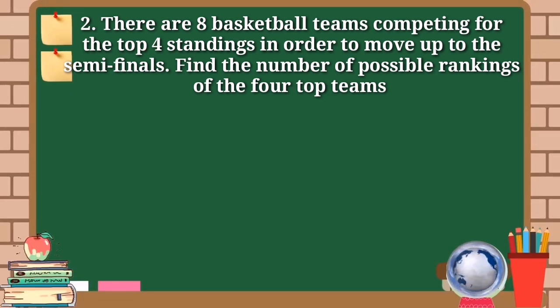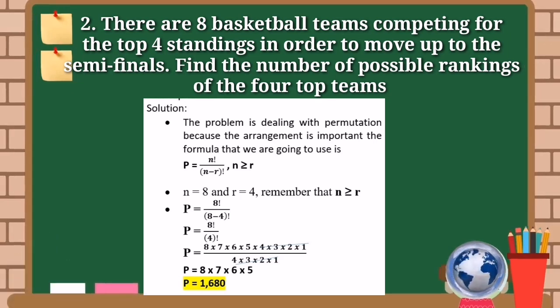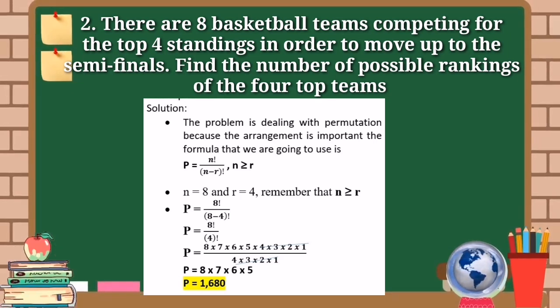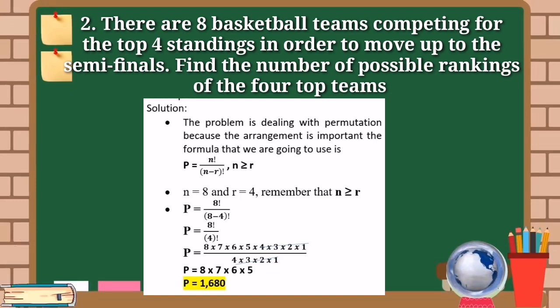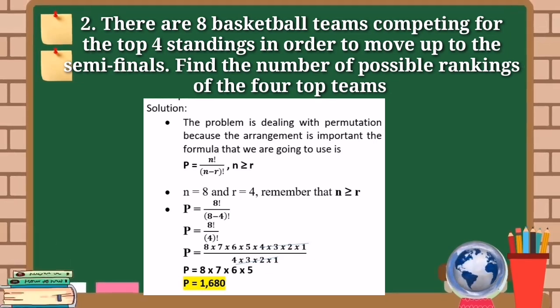Number 2. There are 8 basketball teams competing for the top 4 standings in order to move up to the semifinals. Find the number of possible rankings of the 4 top teams. Solution: first we have to identify. The problem is dealing with permutation because the arrangement is important. So the formula that we are going to use is the permutation formula. We have to identify the value of n and r. Remember again that n is greater than or equal to r. So n is equal to 8 and r is equal to 4.